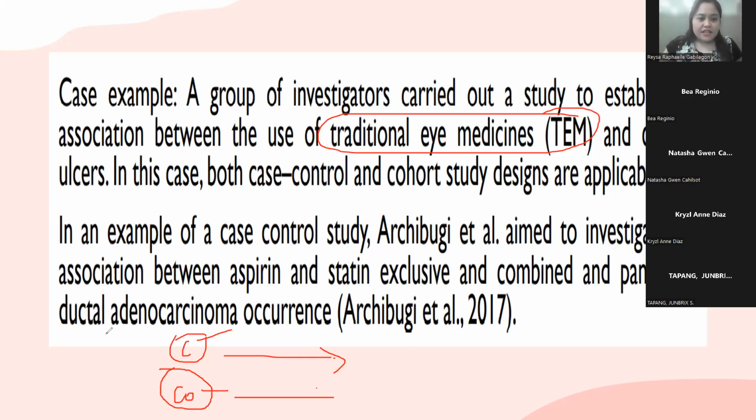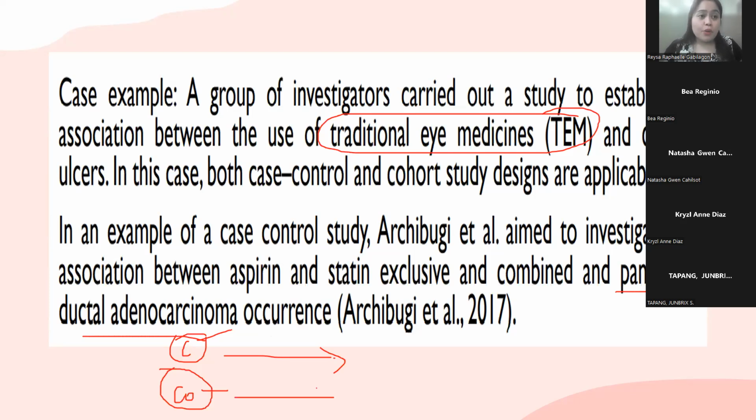Ito naman kasi, this is the case here. Pancreatic ductal adenocarcinoma. It's syempre a one type of a cancer. And this study aimed to see the association between the use of the aspirin and statin exclusive and combined to pancreatic ductal adenocarcinoma.